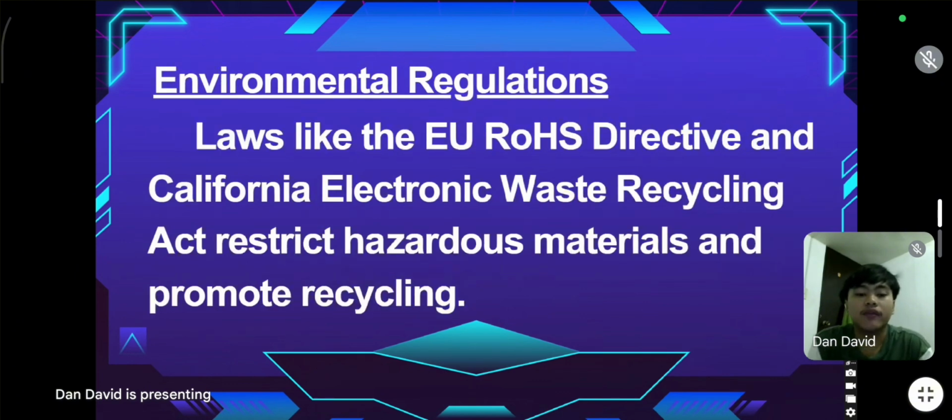And for the environmental regulations, laws like the EU RoHS Directive and the California Electronic Waste Recycling Act restrict hazardous materials and promote recycling. This emphasizes legal support for sustainability, explaining how regulations enforce safer manufacturing and disposal practices.